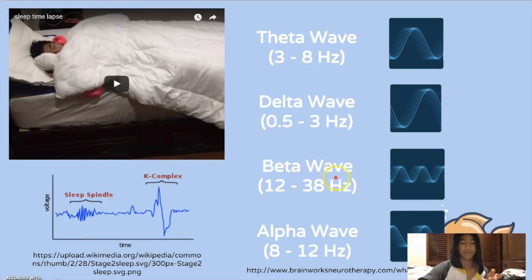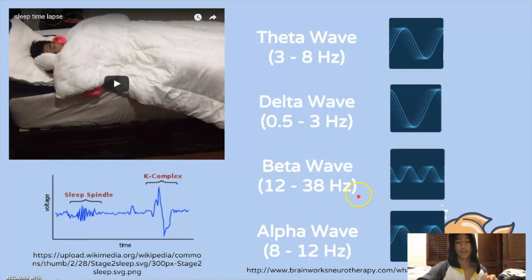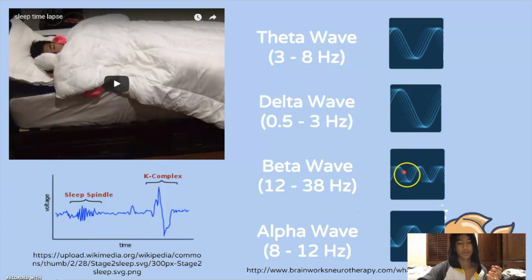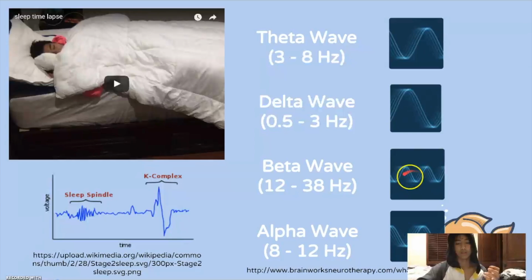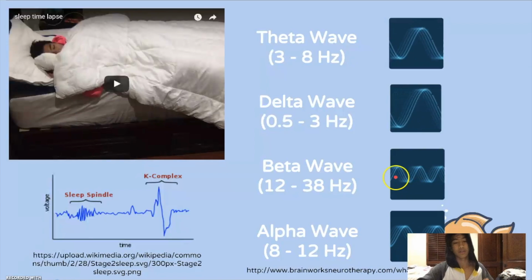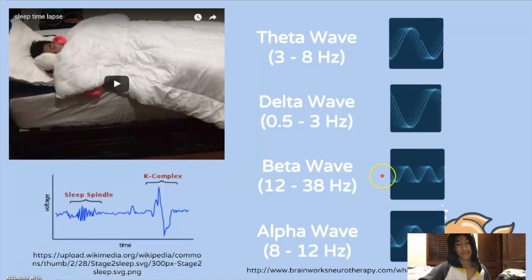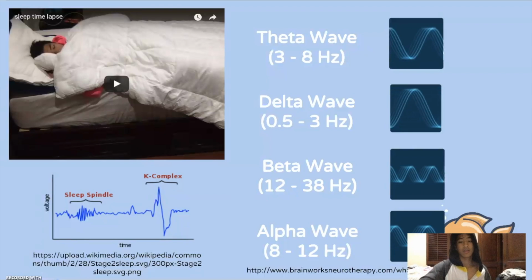There's the beta wave and the alpha wave. The beta wave has high frequency but low amplitude, and beta waves usually occur with activity in your brain, like day-to-day stuff. And alpha waves usually occur during a state of relaxation, and they have a slow frequency with high amplitude.